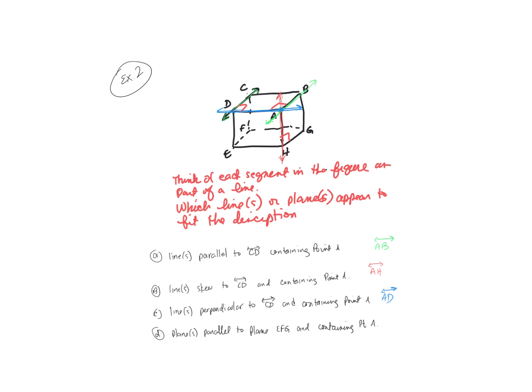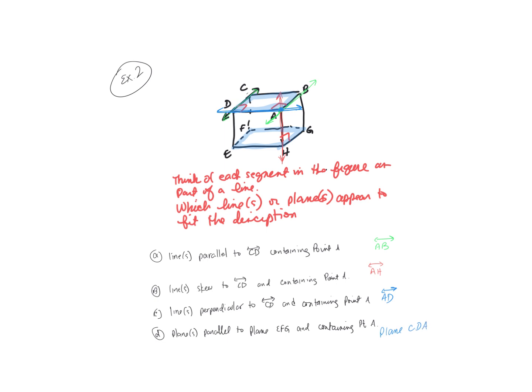And then the last one says a plane or planes that are parallel to plane EFG and contain point A. So again, I've got to figure out which is plane EFG, and I notice immediately that plane EFG is this bottom plane. Remember, the bottom face is what we're calling a plane. So what plane is parallel to that plane and contains point A? Well, it's going to be this plane up here at the top. The bottom and the top are parallel to each other. So the plane that answers this question is plane CDA.